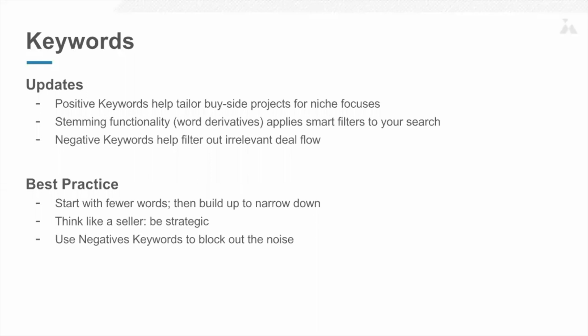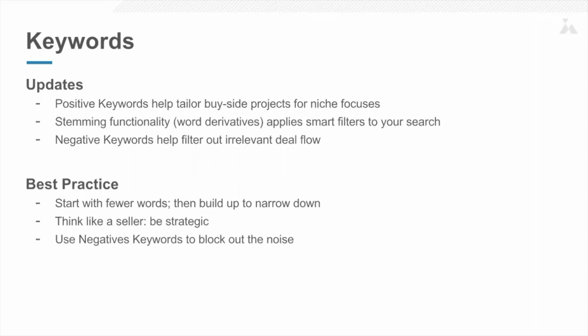So we have positive keywords. Again, these will help tailor your buy-side project by searching through the deal teaser and making sure that any applicable words that match up there will get sourced. And only deals that match up on those keywords get sourced. Then we also have negative keywords, and this is going to help you filter out any irrelevancy. So, for instance, if you don't want to see anything in construction, you'd put that in your negative keywords.